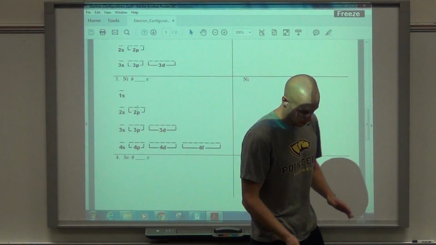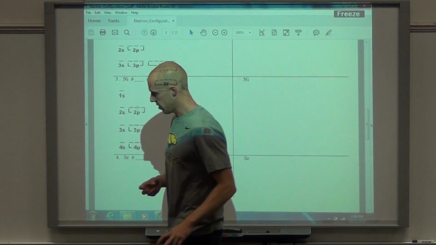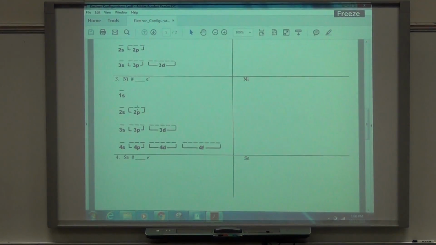Okay, so number 4 is Se, correct? Blue right here. So the first thing we've got to do is figure out how many electrons we have. Now, look at the periodic table. We're assuming these are all neutral, so we're going to have 34 electrons to work with here. So you'd have 34 e minus there in that blank.